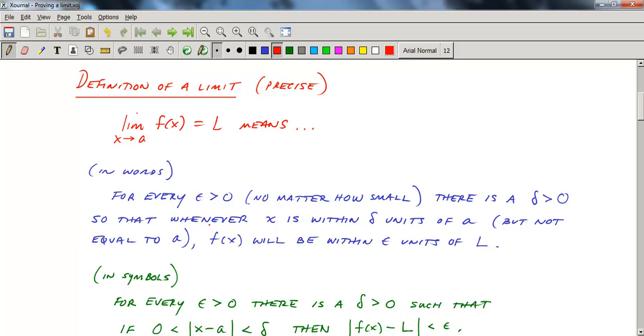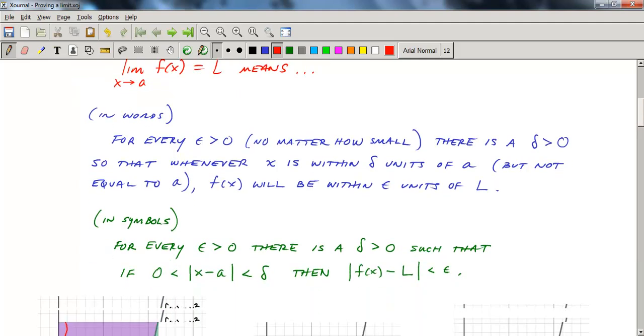So this phrase, whenever x is within delta units of a, is equivalent to the casual definition where we said when x is sufficiently close to a. And to say that f of x will be within epsilon units of L, since epsilon can be any number no matter how small, is to say that f of x will be arbitrarily close to L.